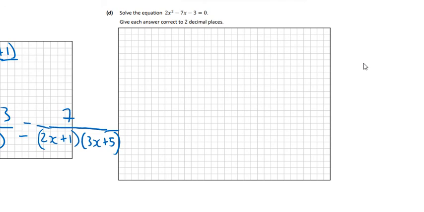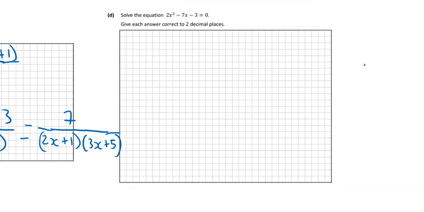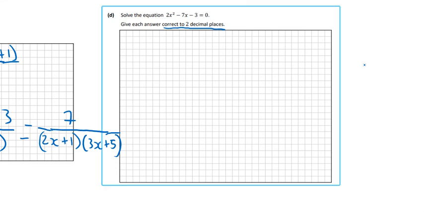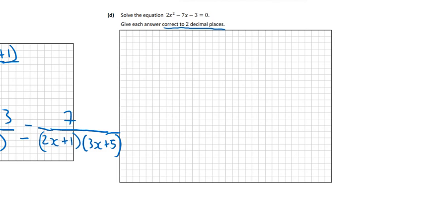So the last question then is a quadratic that we have to solve, and it says give your answer correct to 2 decimal places. That means we're going to get decimals as answers. That means that we can't factorize it nicely, so we have to use the minus b formula. This formula is in your log tables. It's minus b plus or minus the square root of b squared minus 4ac, all over 2a.